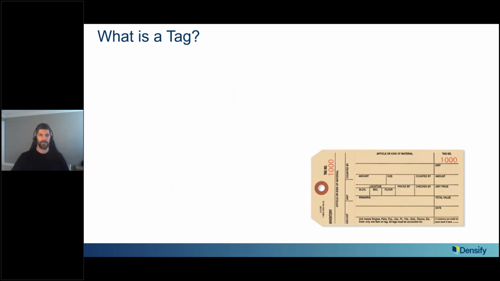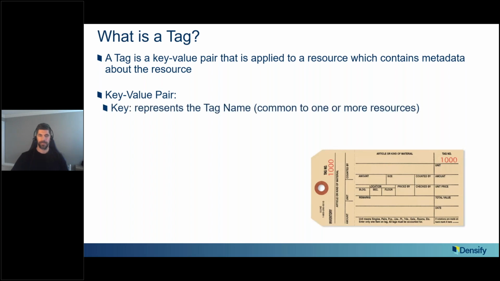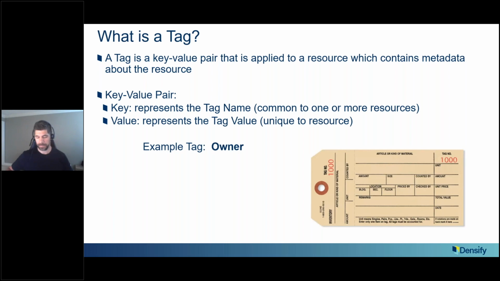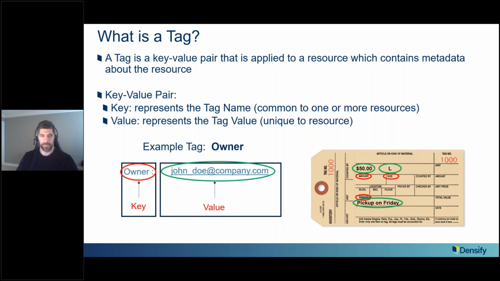First, let's start with what is a tag. A tag is a key value pair that contains metadata about one or more resources. And that key value pair consists of two objects. The first is the key, and that represents the tag name, and the value is the unique part of the resource. Here's an example in a use case. So we've got a tag name owner, that's the key, and then we've got the value, in this case it's John Doe, and when we look at it together, that gives you your resource identification.